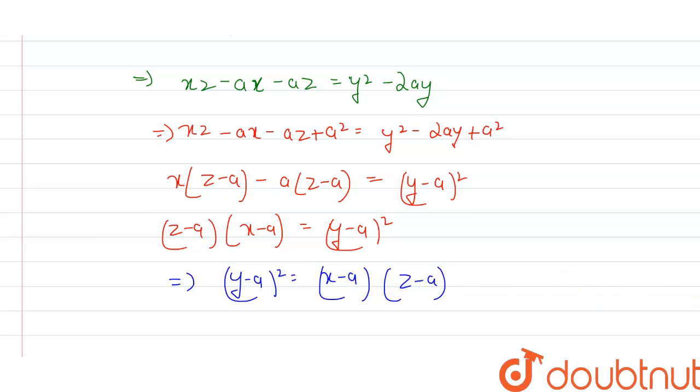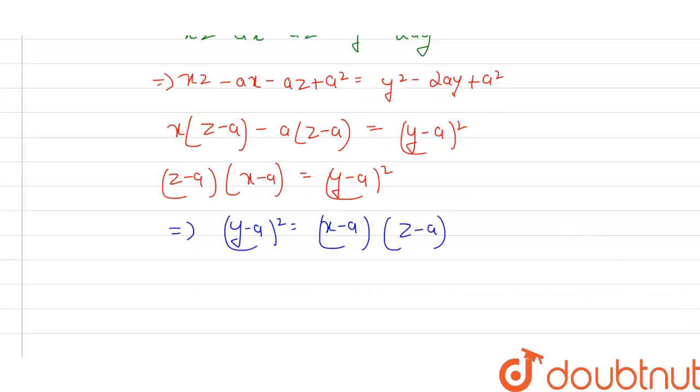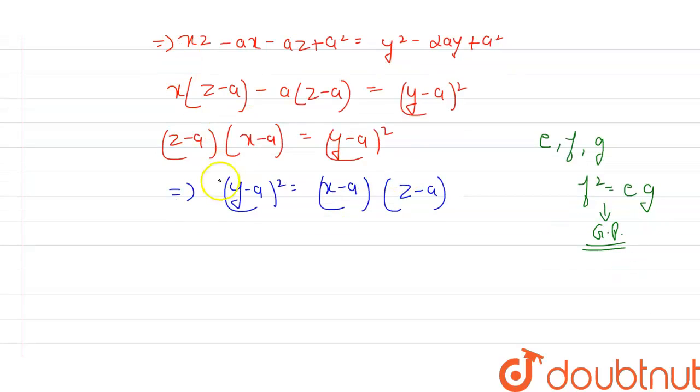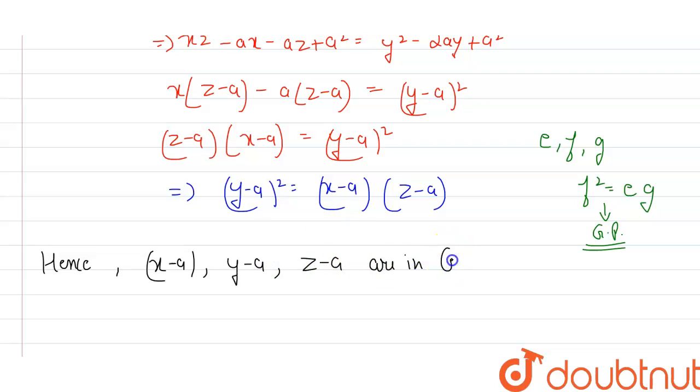Whenever the given terms are in the format of E, F and G, and F square equals E with the product of G, then this relation depicts the relation of GP. So from this conclusion comes out, hence, y minus a is the middle term, and whole square should be equal to the first and third term product. So x minus a, y minus a and z minus a are exactly in GP.